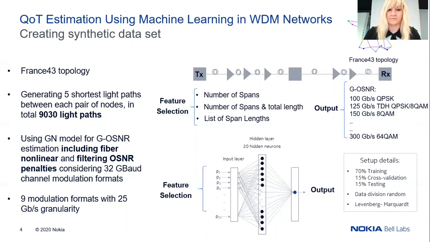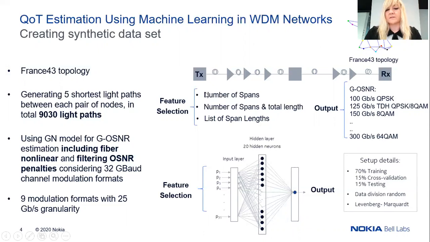For each light path, we were using the GN model for GSNR estimation, and we were including fiber nonlinearities and filtering OSNR penalties. And we were considering 33 gigabaud channel modulation formats. In total, we had 9 modulation formats with a granularity of 25. So it means that the data rate could be between 100 gigabit per second, with a granularity of 25, up to 300 gigabit per second, using QAM.